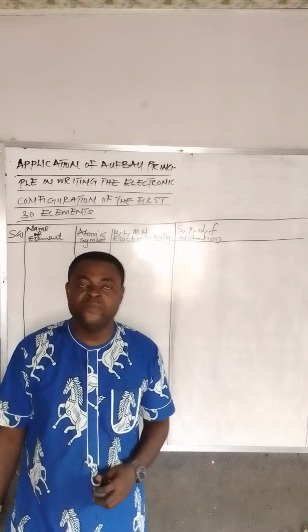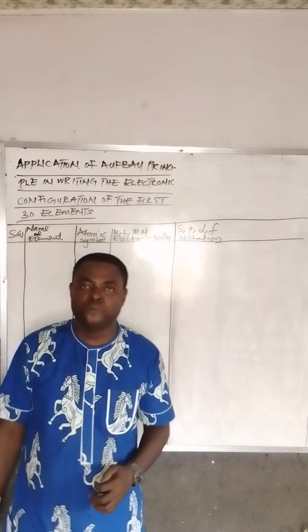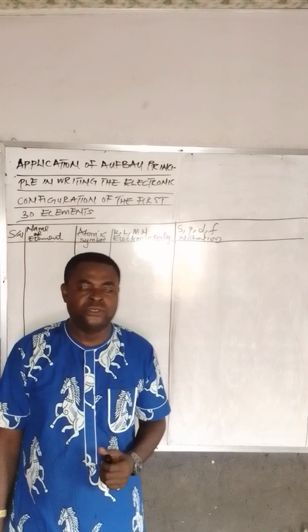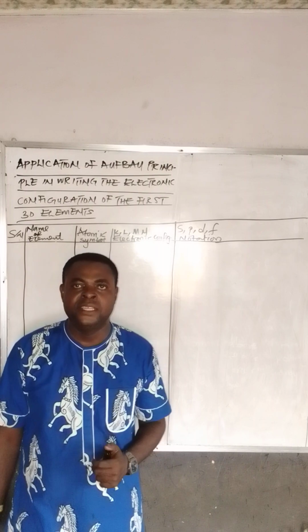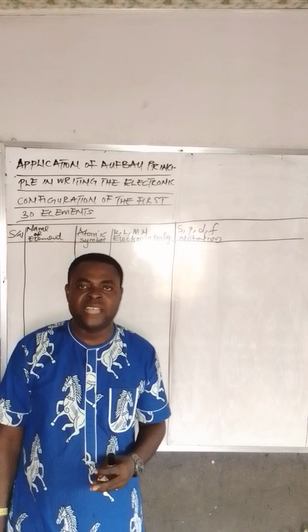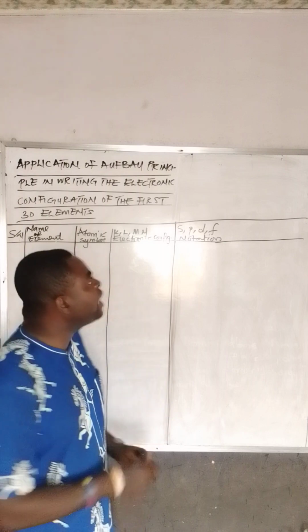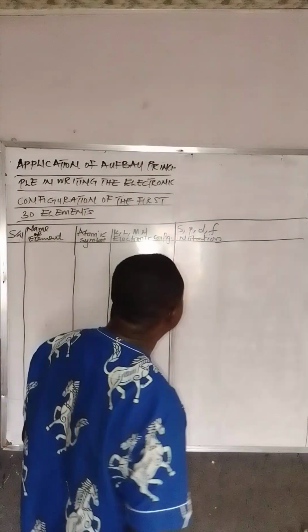So we are continuing from Aufbau's principle. In the previous video, we started talking about laws and principles guiding the electronic configuration. We are talking about the Aufbau principle. Now, don't forget, from the Aufbau principle, we are able to arrange orbitals.